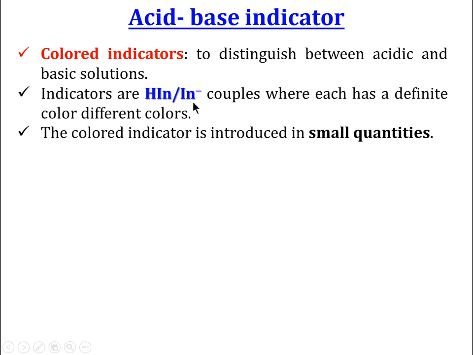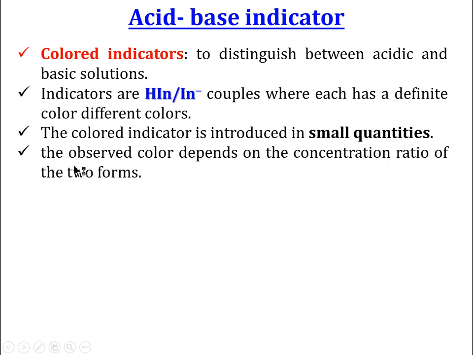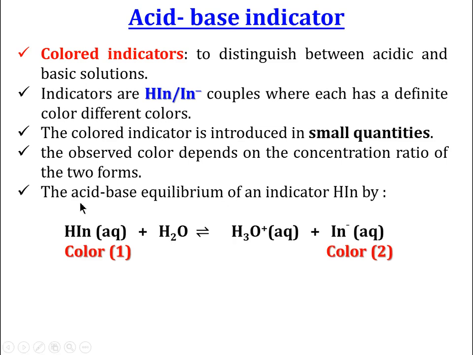Since HIn and In minus is an acid-base couple that can contribute to the reactions in our system, for this reason the indicator is introduced in small quantities or in a few drops. The observed color of the solution depends on the ratio of the two forms. If HIn is predominant over In minus, we will observe the color of HIn and vice versa. So the acid-base equilibrium of the indicator is the following: HIn plus H2O gives H3O plus plus In minus. HIn has color 1, In minus has color 2.